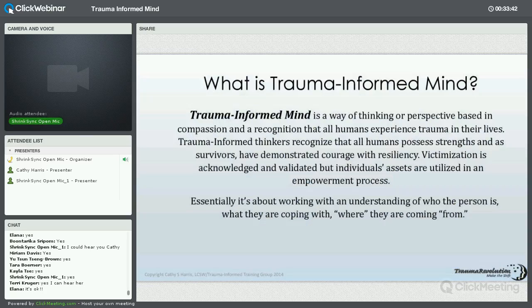It's a way of thinking. It's based in compassion and a recognition that all humans experience trauma in their lives. We all have experienced some kind of trauma in our lives, whether it happens directly to us or in our environment.